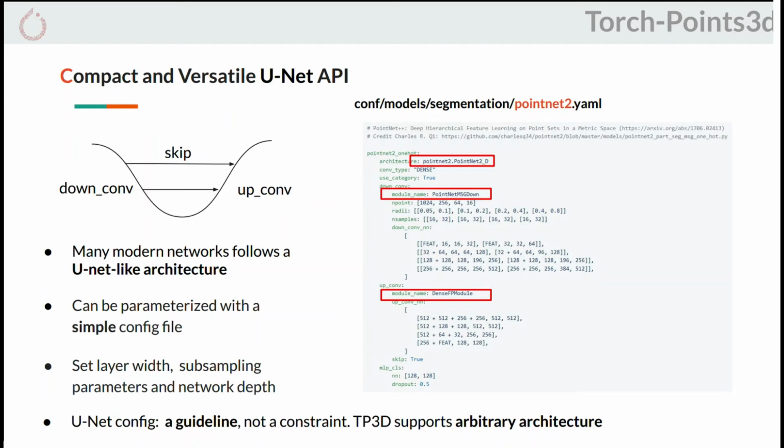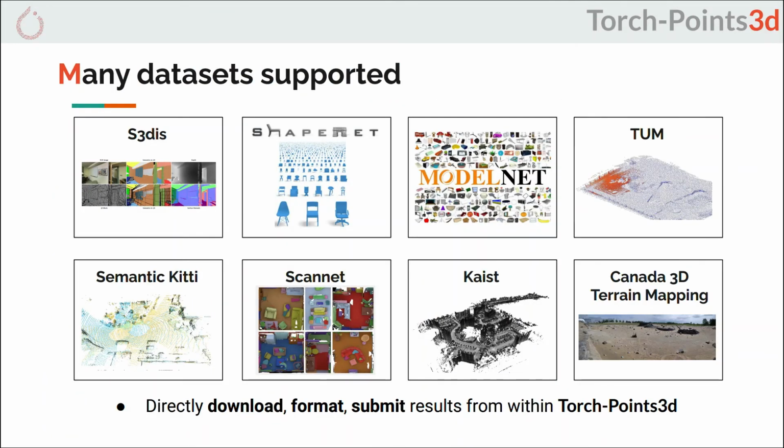Note, however, that TorchPoint3D can and does handle architectures that do not conform with this unit scheme. Think of it as a useful and versatile guideline that allows you to quickly try out new designs and ideas. We have added support for many of the public academic datasets, including functions allowing you to download and format the datasets directly from TorchPoint3D. Moreover, for datasets that support it, you can directly upload your results to the submission servers as well.